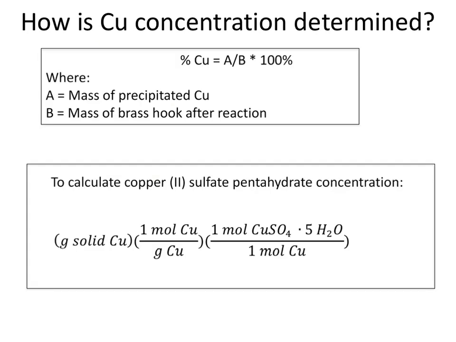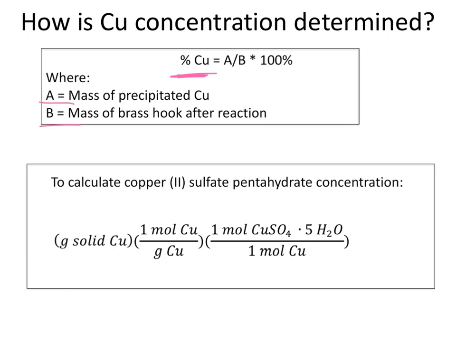The first important calculation is to determine the mass percent of copper deposited onto the brass hook. This is done by using the equation percent copper equals A divided by B times 100%, where A is the mass of copper precipitated onto the brass hook, and B is the mass of the brass hook after the electrochemical reaction.